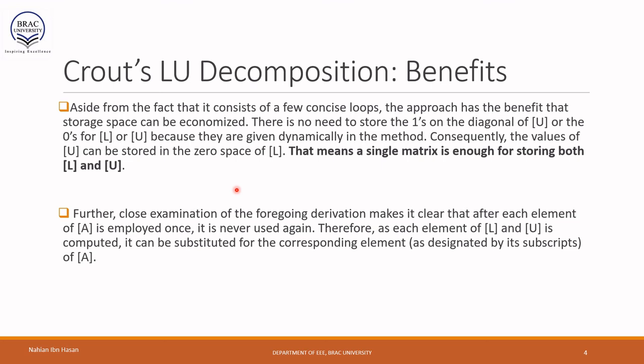So once we determine each row and each column, then the original values of those rows and columns are no longer necessary to calculate the subsequent elements. And that's why if you are given an original matrix or original coefficient matrix A, then you can easily dynamically determine the lower triangular and upper triangular matrices and substitute those values in the original matrix elements, because those row elements and column elements are no longer necessary. So that's why this Crout LU decomposition method is very much computationally efficient, because you do not need extra storage space.